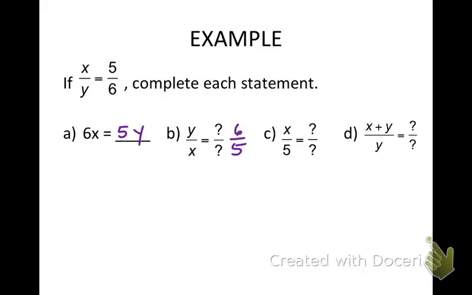All right, let's look at C. What's happening? It took x over 5, y over 6. Good, y over 6. Check your cross products. Did they change? Nope, so we know we did it right.